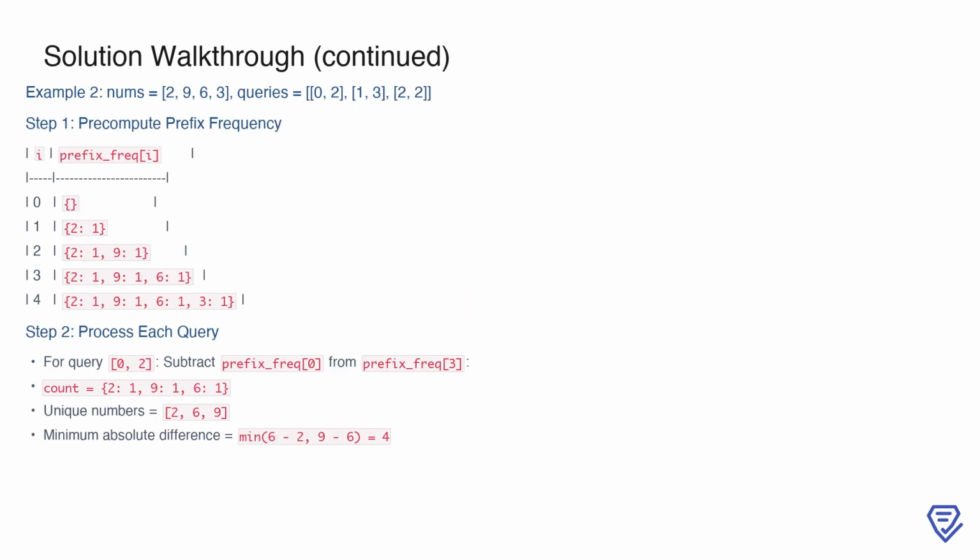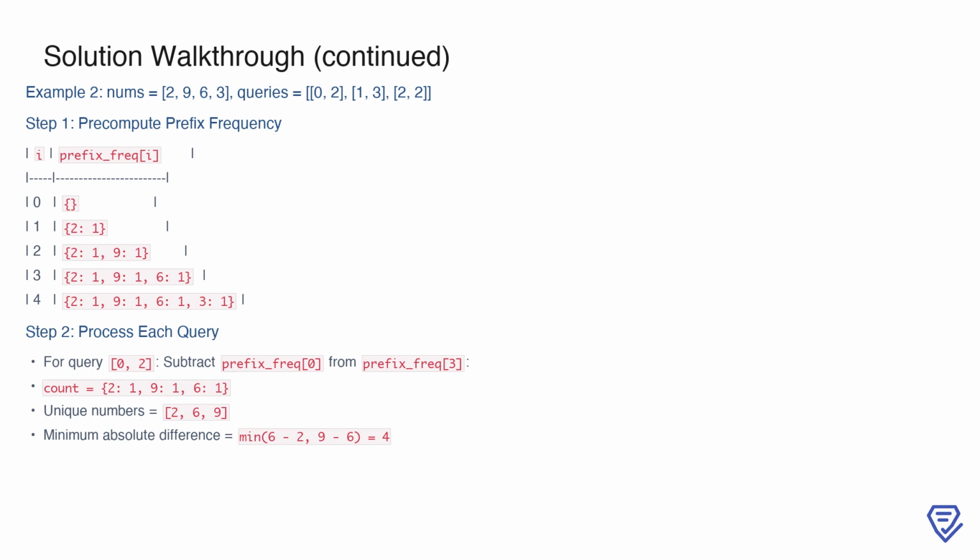In this example, the array is 2, 9, 6, 3, and the queries are 0, 2, 1, 3, 2, 2. Similar to before, we start by pre-computing the prefix frequency. At index 1, we encounter the number 2, so the prefix frequency becomes 2, 1. At index 2, we add 9, resulting in 2, 1, 9, 1. At index 3, we include 6, giving 2, 1, 9, 1, 6, 1. Finally, at index 4, we include 3, resulting in 2, 1, 9, 1, 6, 1, 3, 1. With this pre-computation done, we can process the queries.